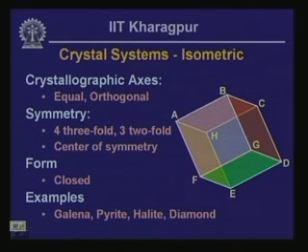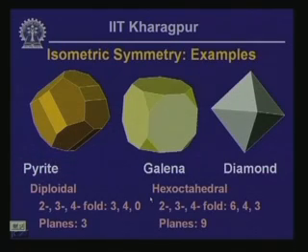Now, what are the examples of this class of minerals? You have the example of halite, which I have already talked about. Diamond also is of this category of minerals, and then you have pyrite and galena. If you recall, pyrite is ferrous sulfate, and galena is lead sulfate. Okay. Now, these are the examples that we talked about.